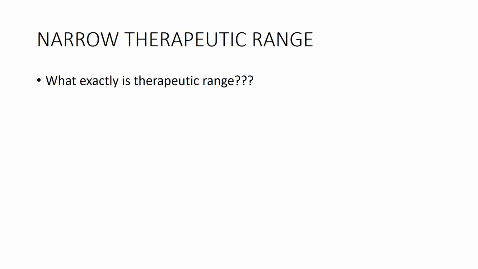So therapeutic drug monitoring is usually done for drugs having a narrow therapeutic range. So what exactly is the therapeutic range? The therapeutic range describes the minimum concentration required for effective therapy and the maximum concentration above which there is potential for toxicity. So if the therapeutic range, or the therapeutic window, is very large, then the drug is considered to be safer, since a larger dose of drug is required to produce toxicity.